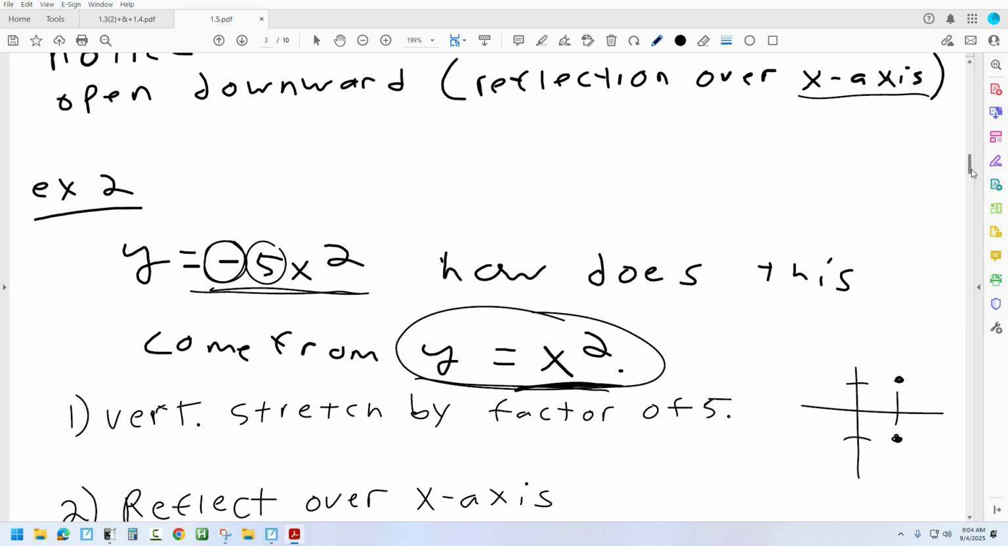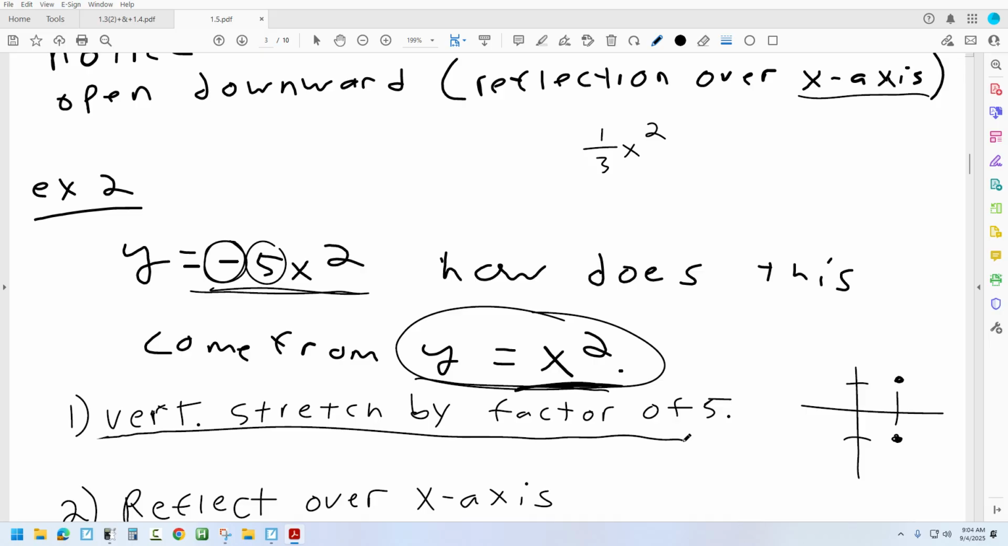All right. Now, let's say that you had something like this, 1/3 x squared. And I asked you the same thing. Okay? Describe how you could get that graph starting with y equals x squared. I always start out with this. Vertical stretch by a factor of. What I would do in this one is just say vertical stretch by a factor of 1/3.